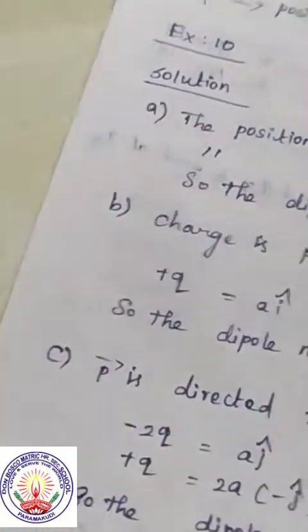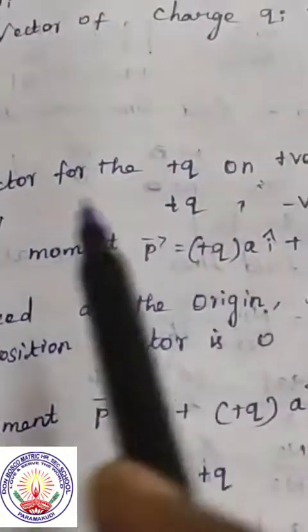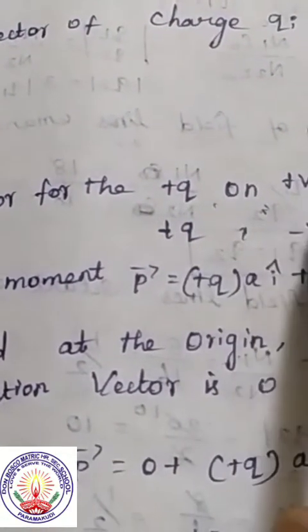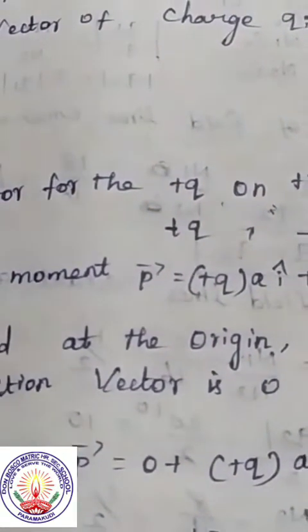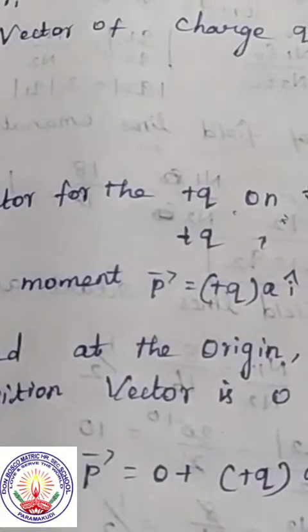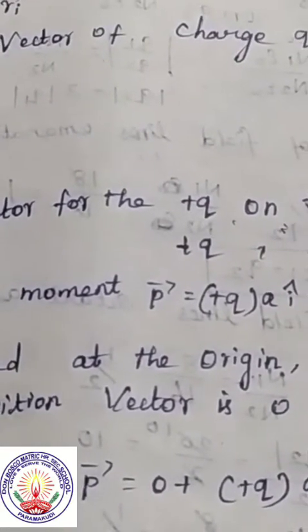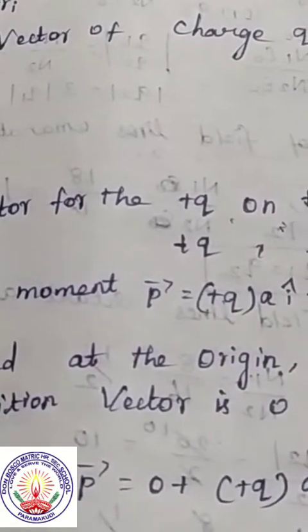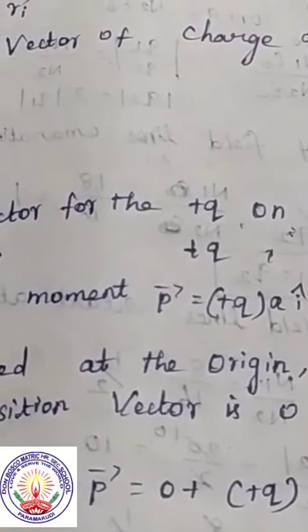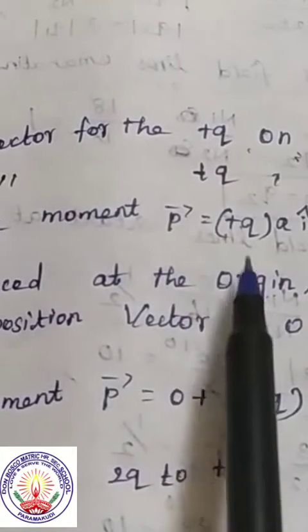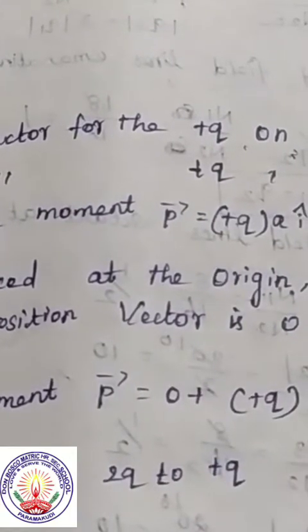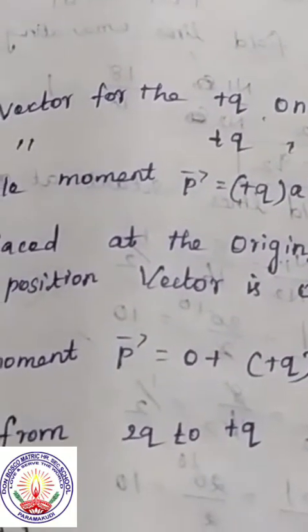So first listen, first diagram, the position vector of the plus q, the positive charge on the x-axis. Positive means right side, so we get a i cap, and negative means left side, so minus a i cap. Unit vector is minus i cap, so we put minus a i cap. So what is the dipole moment? P vector is equal to, substitute this value, so plus and minus gets equal to 0.